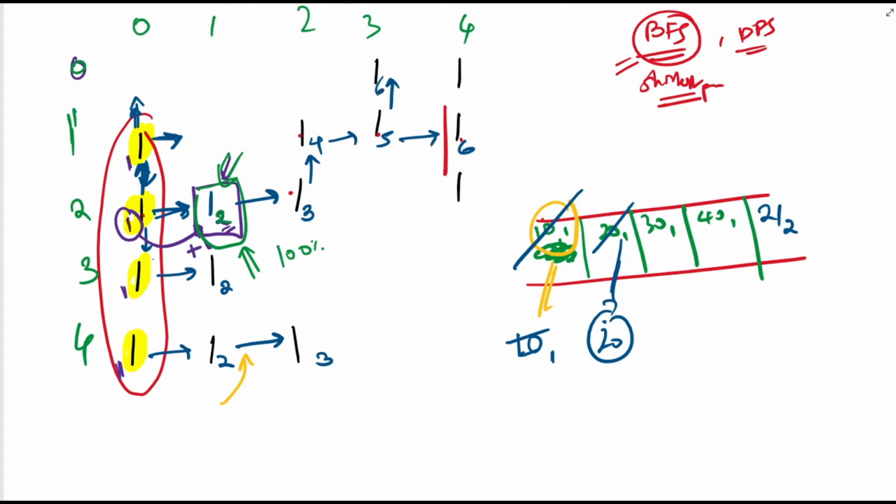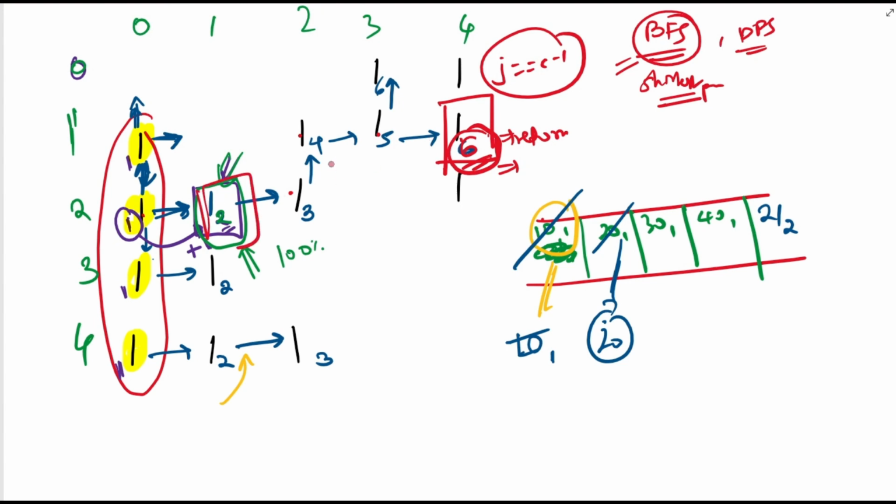Now check here, you have reached j equal to c minus 1, which is the last column. So when you reach it, I can directly return this particular distance, right? And I claim that this distance is actually the minimum distance. Why? Because I had already told you over here, in BFS, whenever you are processing any node, or popping any node from the queue, that means it is the minimum distance. So that is the reason why BFS is usually used in shortest path finding algorithms.